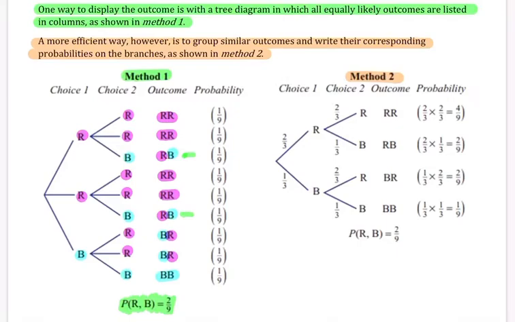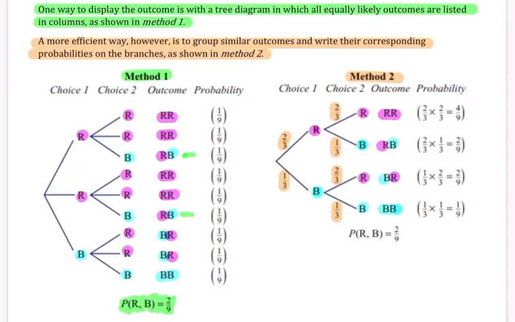Or we can do our more simplified method of method 2, where we have our red on one of the branches, we have our blue on the other branches, but we write these probabilities here on our branches that tells us that 2 out of the 3 are red, 1 out of the 3 are blue. And when we have with replacement, the probabilities will stay the same. So we'll then have our red, red here, red, blue, blue, red, and our blue, blue.